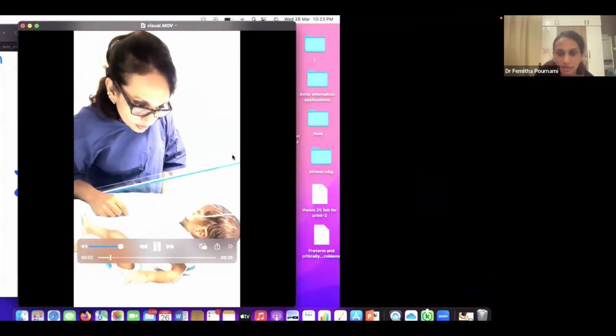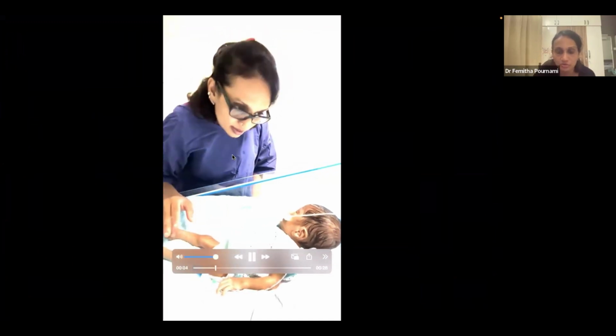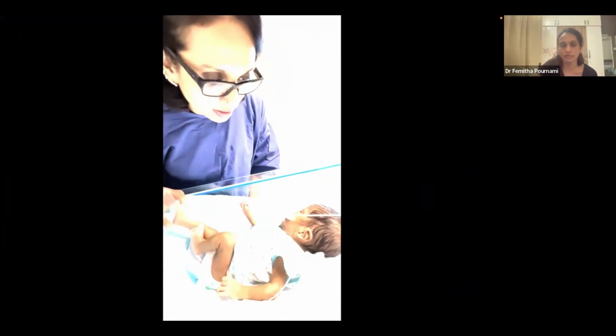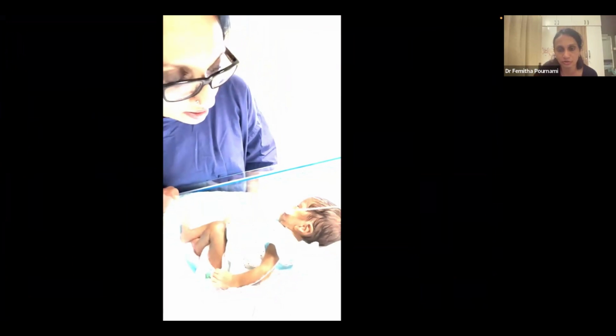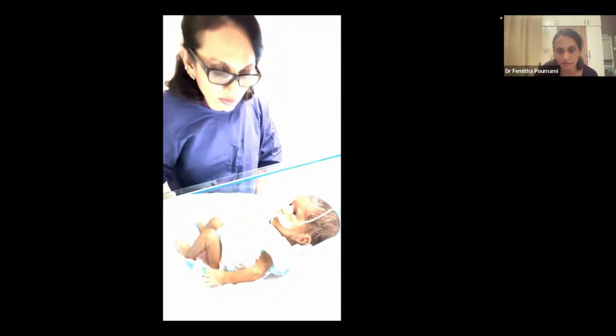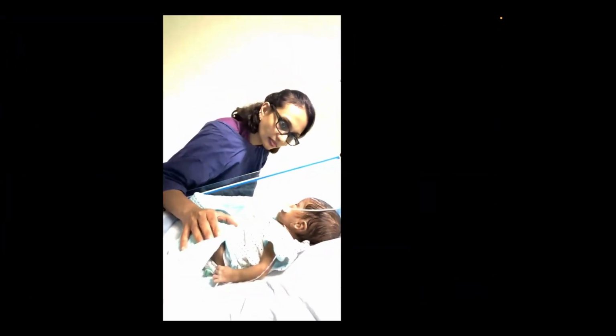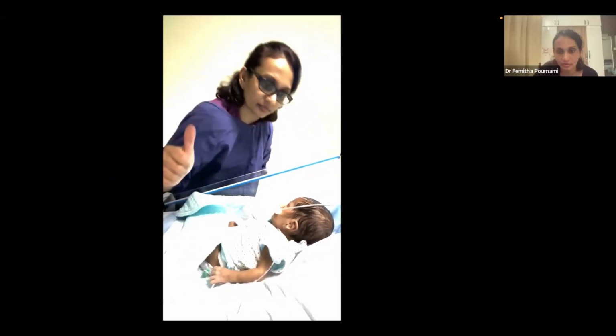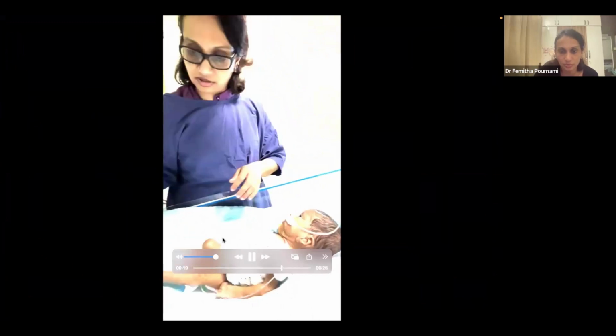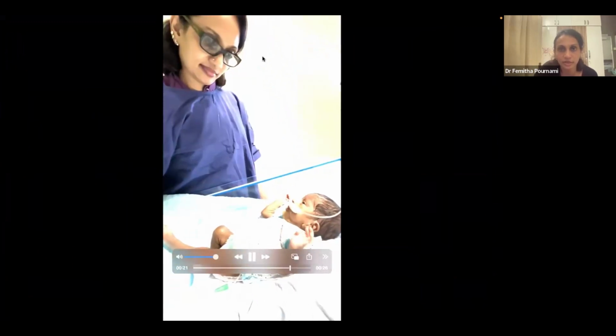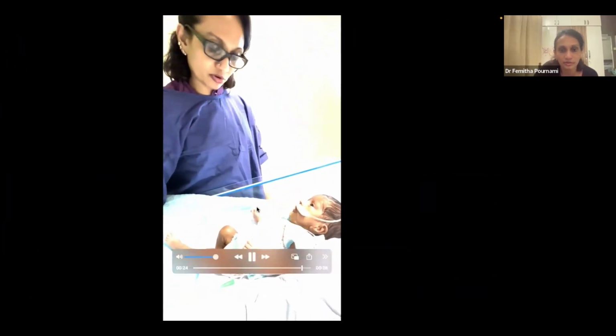Okay, so this was what I did for visual orientation. You're supposed to do it with the red ball or with the target, but this fellow was actually looking at my face better. Some visual orientation was there. So you are supposed to use a red ball or a target, not this.